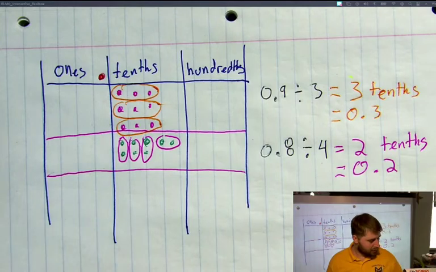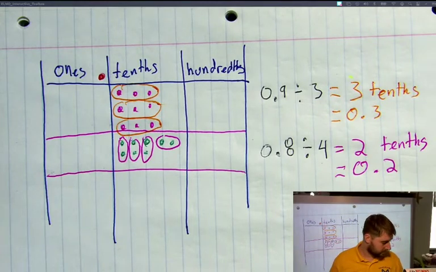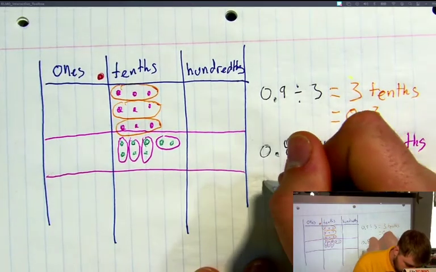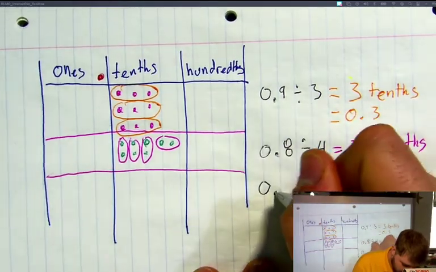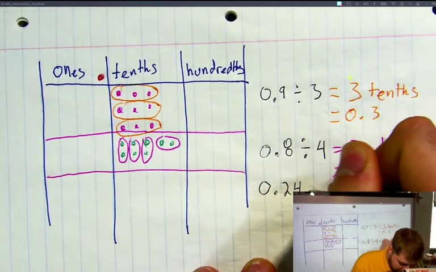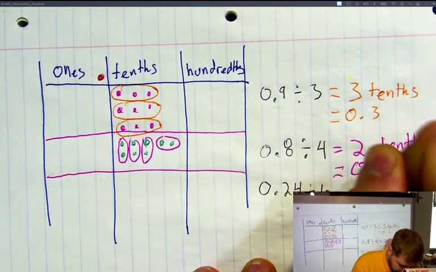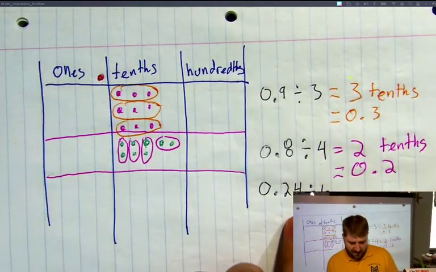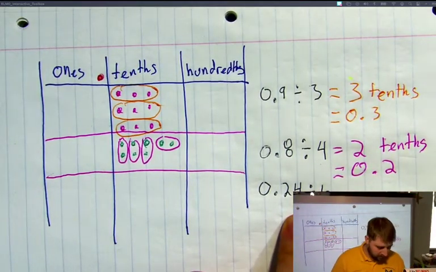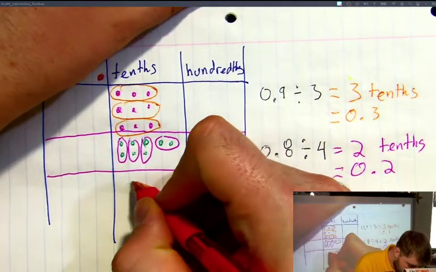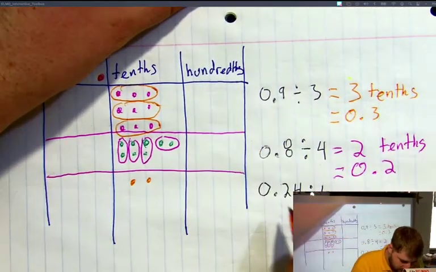We're going to take on 2 more problems today, and they're going to get tougher. So I hope you're ready. So we are now going to do 24 hundredths divided by 6. And we're going to draw that in here as 24 hundredths, so that is 2 tenths and then 4 hundredths.